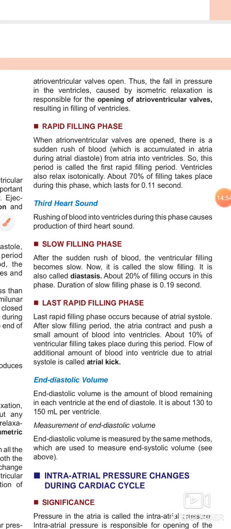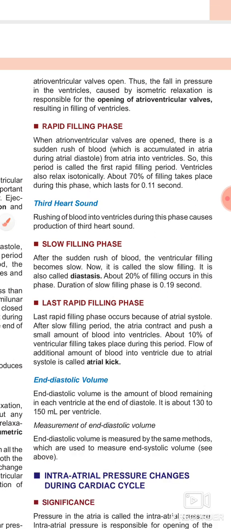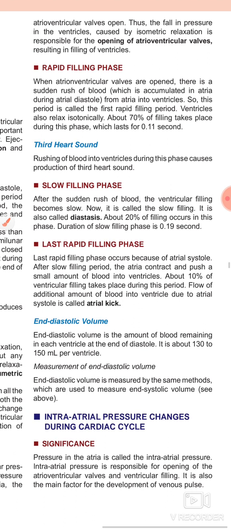Now the third heart sound is going to be produced, due to the rushing of blood into the ventricles. Actually, there is a great rushing when these valves are open, and a great pressure of blood is going to enter into your ventricles. So due to this high pressure, the third sound appears. Now there is a slow filling phase.